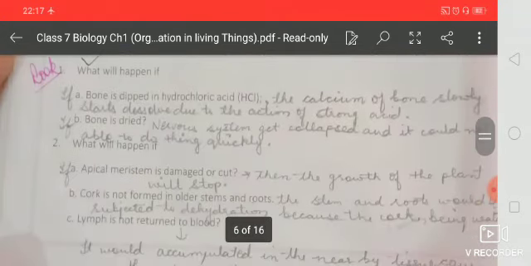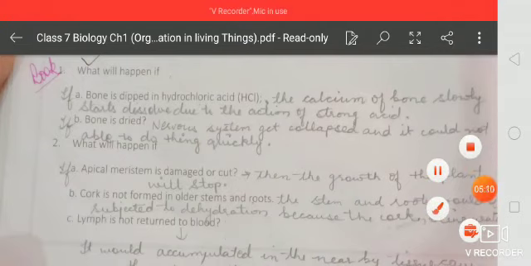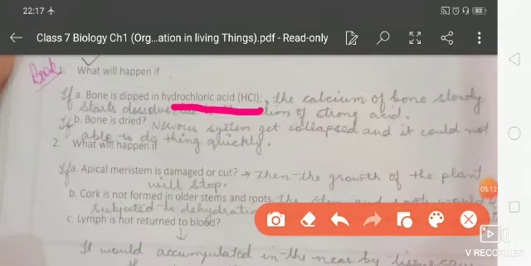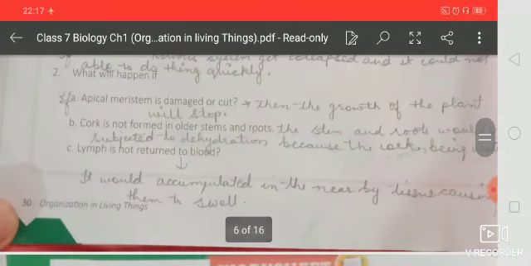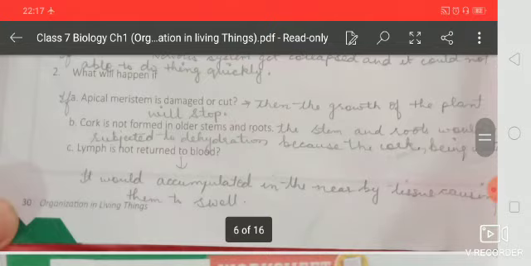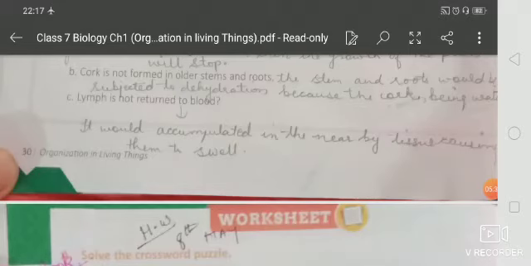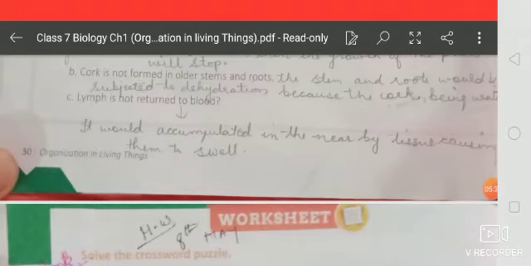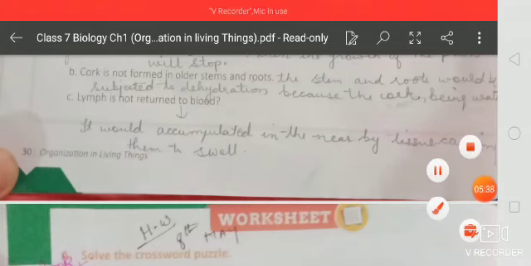Here are application based questions. What will happen if bone is dipped in hydrochloric acid? It will start to dissolve. And what will happen if apical meristem is damaged? Then growth of the plant will stop. And next one is what if cork is not formed in older stems and roots. The stems and roots would be subjected to dehydration because cork is water resistant. Lymph not returned to blood would accumulate in the nearby tissues and cause them to swell.